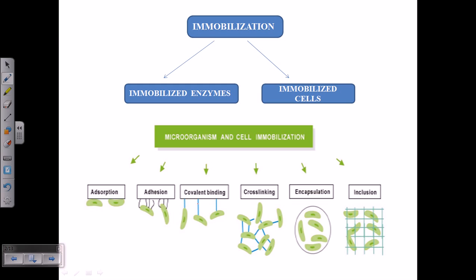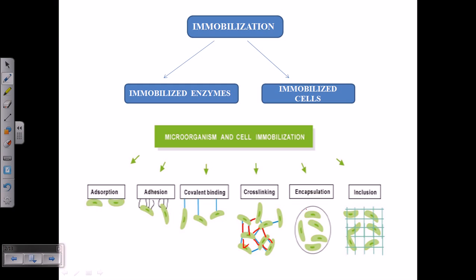This type of bonding between the bacterial cell surface and the matrix is via covalent linkage. It can also be via ionic interactions or ionic bonding. Cross-linking is another technique, where we take bacterial cells and cross-link them via cross-linking agents, especially glutaraldehyde, which is used in industries. Then encapsulation can be there, where we produce capsules inside which we put our cells or enzymes.